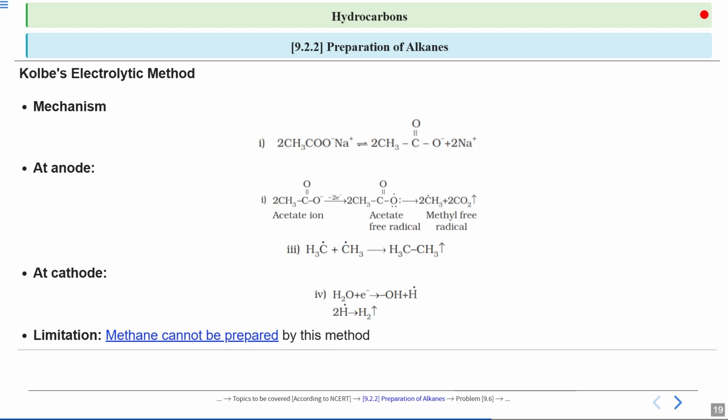Again, this method also has a limitation. Methane cannot be prepared using this method. You cannot prepare methane by using the Kolbe electrolytic method or Wurtz reaction, because in both of the reactions a coupling type of reaction is going on. So two alkyl groups are combining together to form a single alkyl chain.